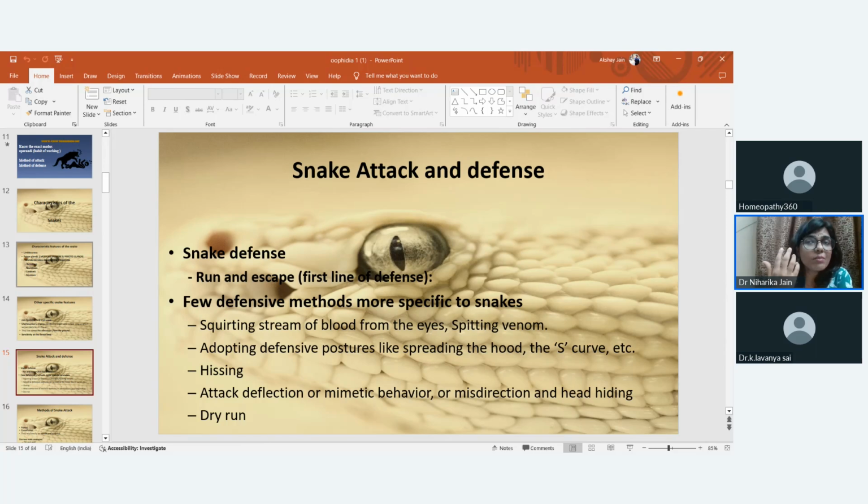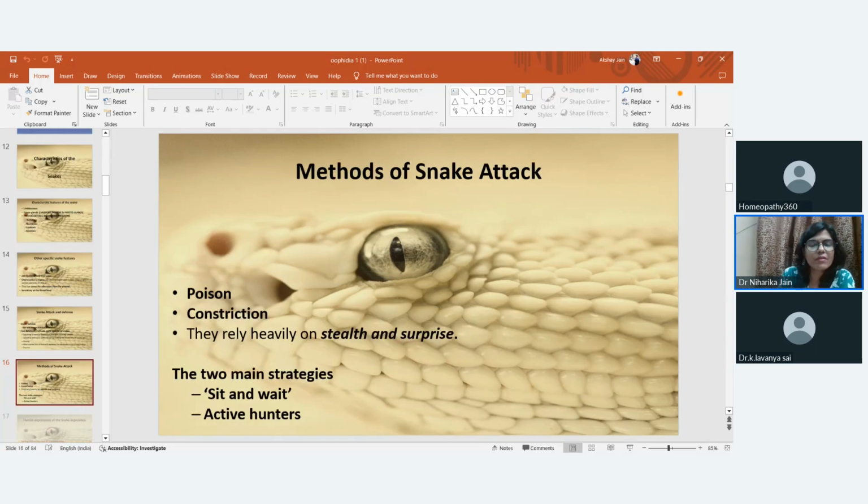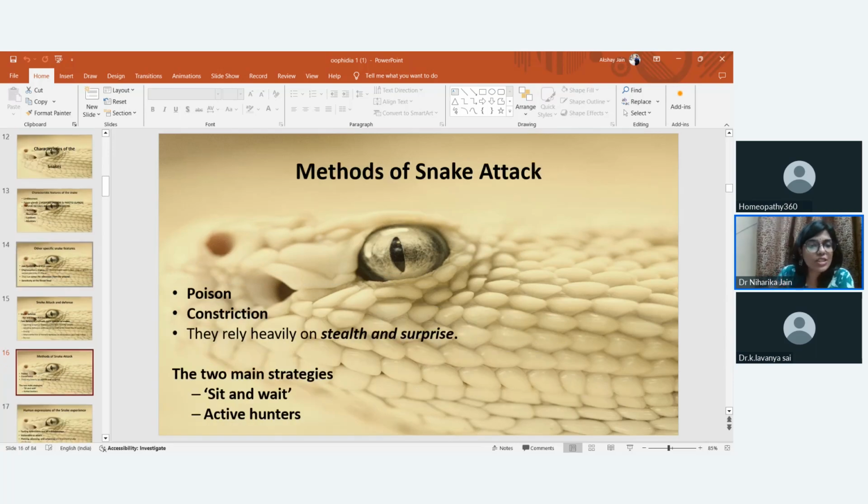Sometimes in defense mechanisms, they behave with mimetic behavior. Sometimes they misdirect you also. But if you do not understand, definitely they will make a plan. They attack you with planning and plotting. Attack, poison, constriction, and they rely heavily on stealth and surprise. Now you remember this word, surprise. अगर आपका कोई फ्रेंड डेफिनेटली बिलॉन्ग्स टू द ओफीडिया ग्रुप, आपको नहीं पता चलेगा वो आपको किस पॉइंट पे आके अटैक करेगा.